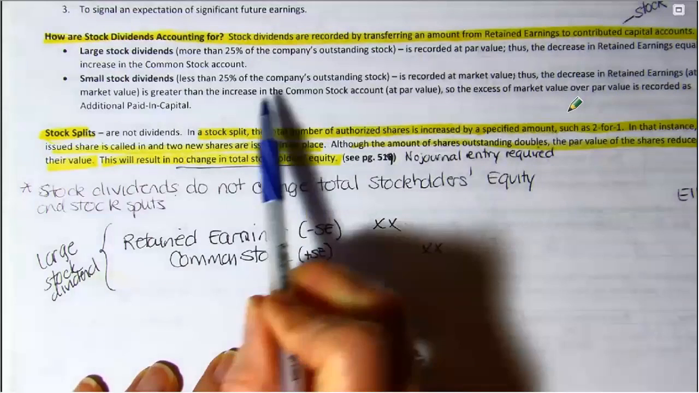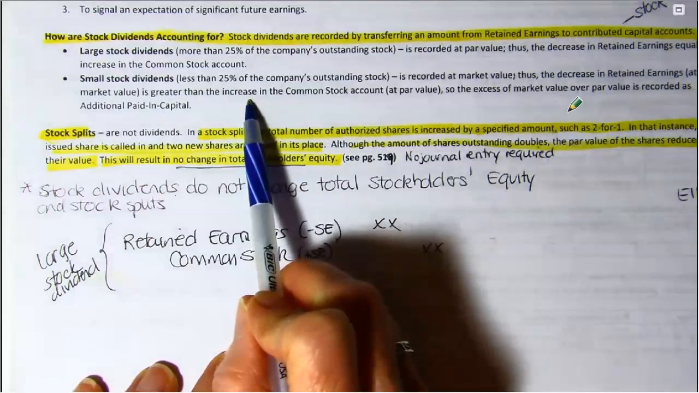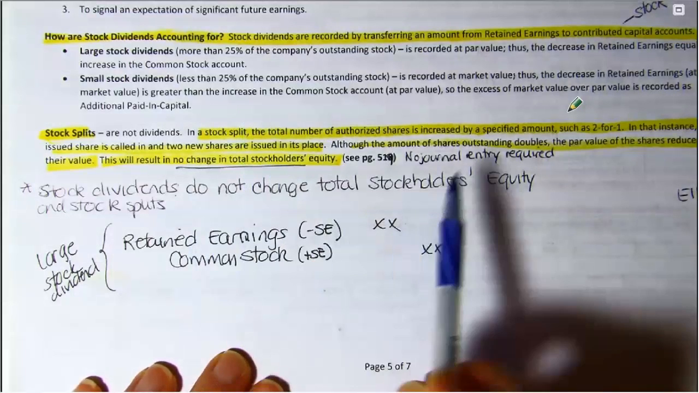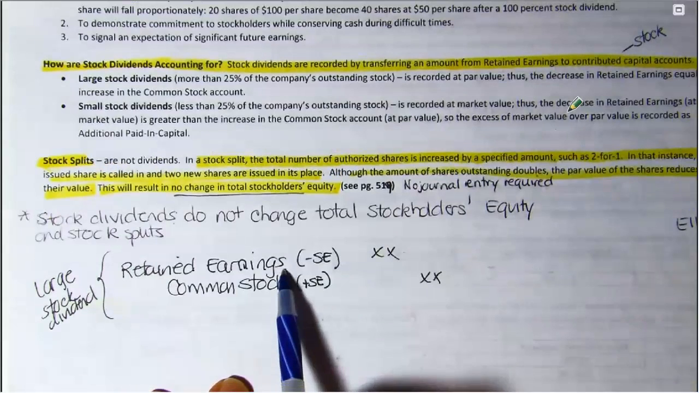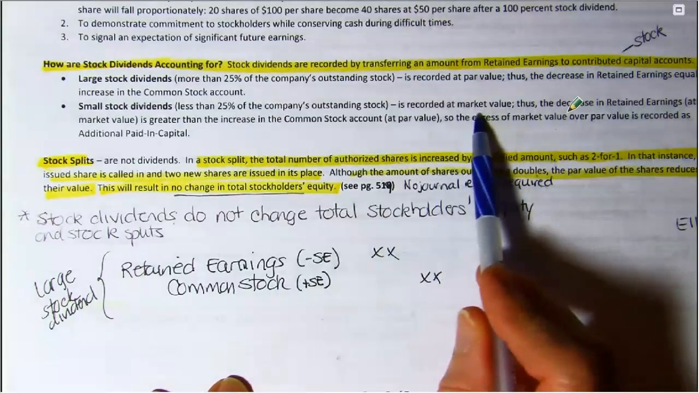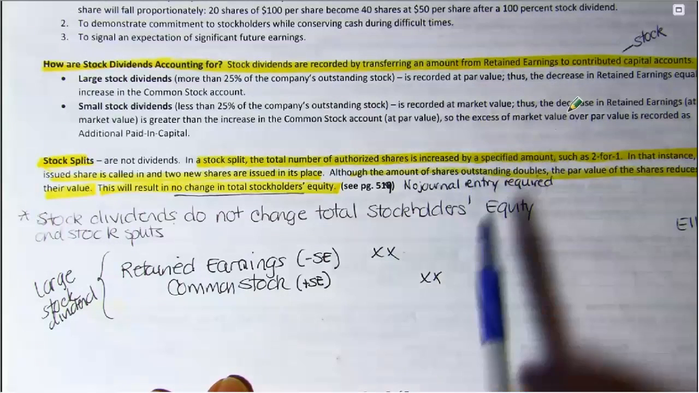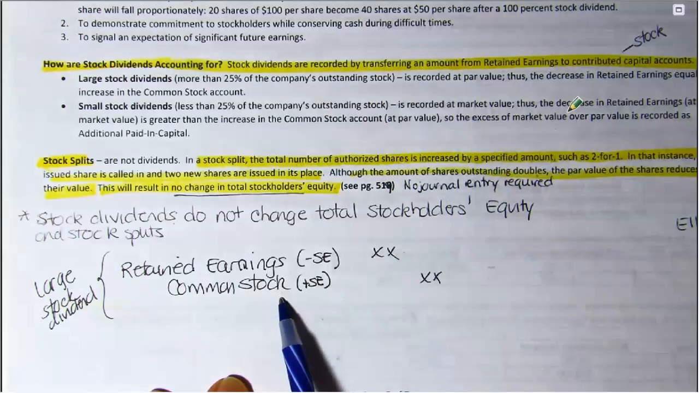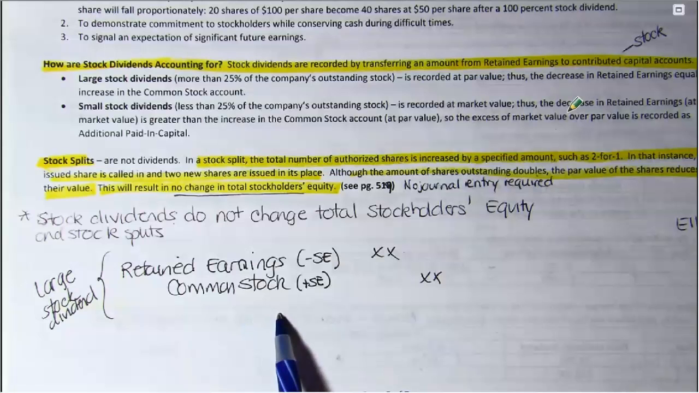Now, if it's a small stock dividend, it's still true that stock dividends do not change total stockholders' equity, but instead of debiting retained earnings at the par value, you would debit retained earnings at the market value, and then you would put the par value in the common stock account and anything over par in the additional paid-in capital section.